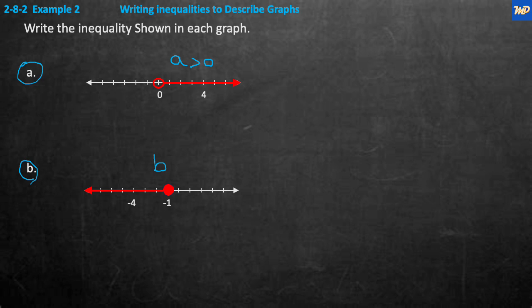The line is everything that makes up B, and that's all less than, because it's going to the left. Less than -1. So B is less than or equal to -1. See it? Good.